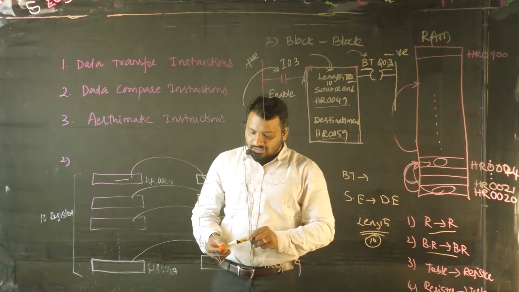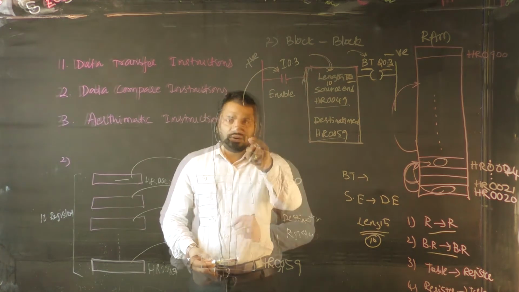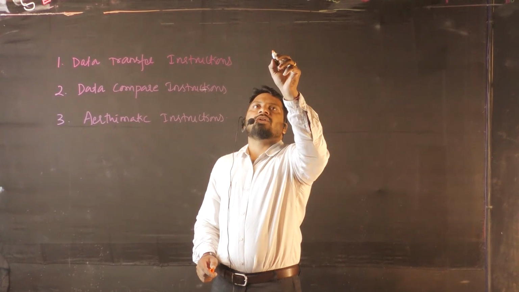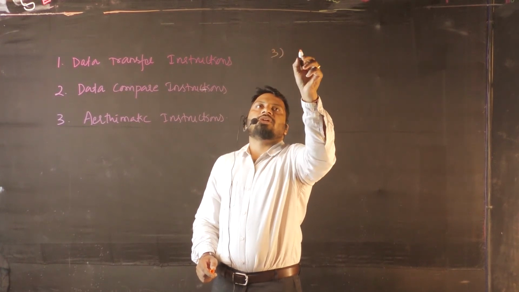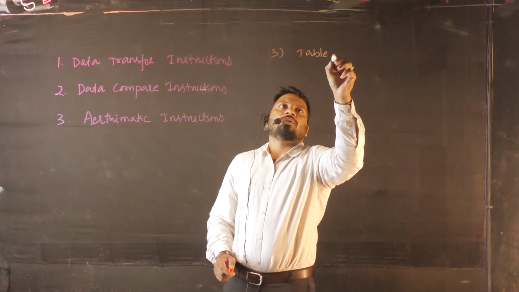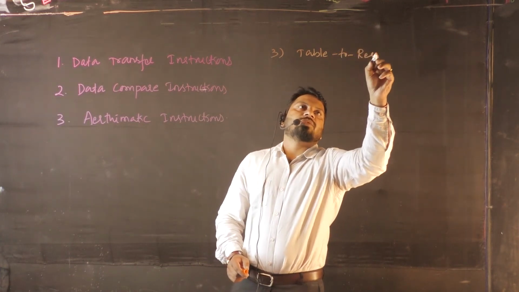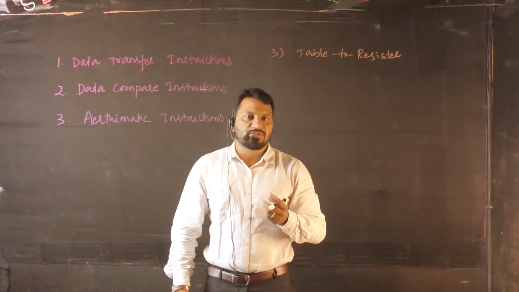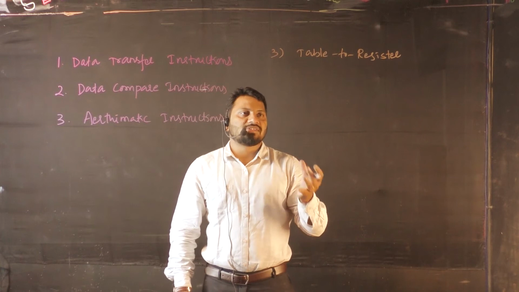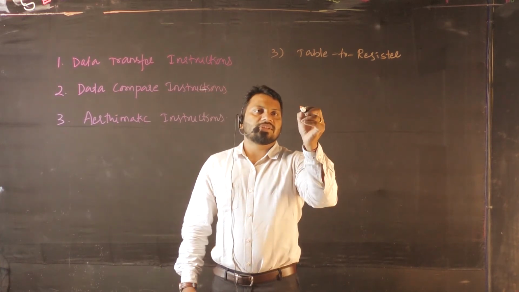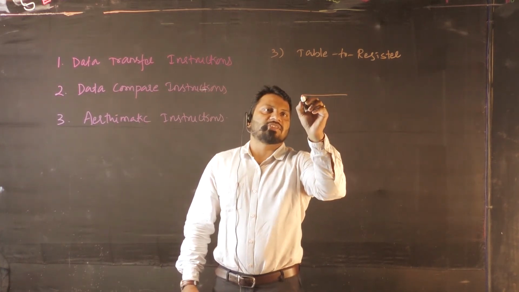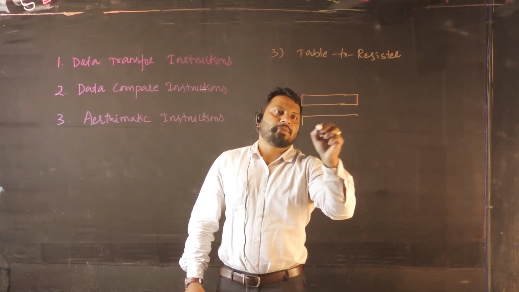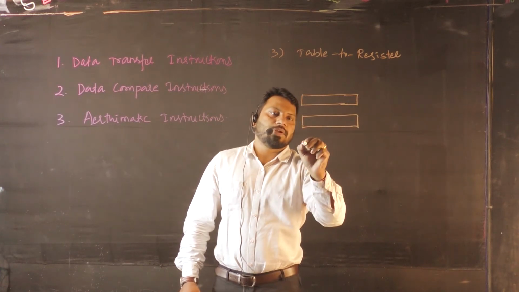Then the third one is the table to register transfer. The third way of data transfer is table to register transfer. First we will see how this particular operation takes place, and then we will see the rung. For example, some table of registers is there, right? Some table of registers is there.